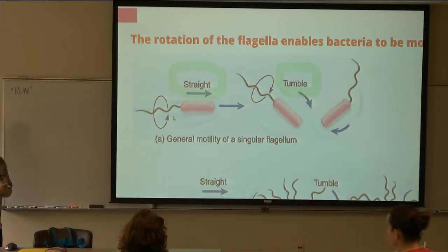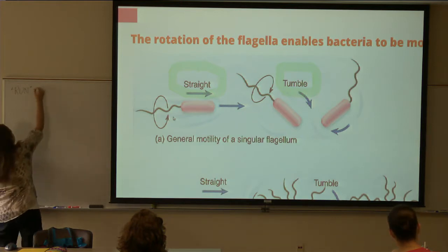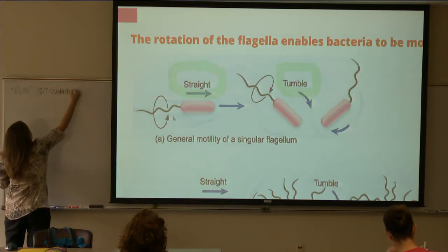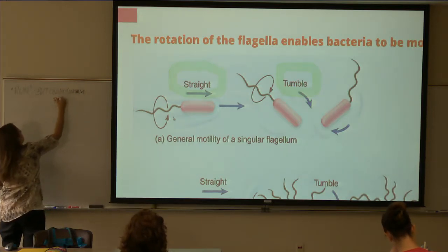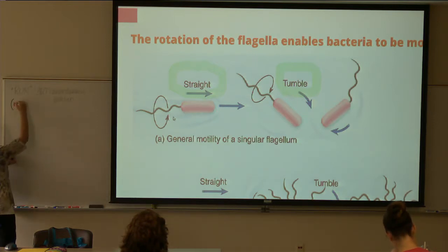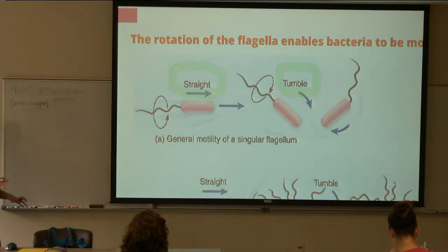So I'll put down the word run. A bacterial run is when there is 360 degree counterclockwise rotation. That's a run. A run is when they move straight. They move in a straight line. So when the bacteria are moving in a straight line, that's referred to as a run. That happens when the flagella is spinning around 360 degrees counterclockwise.